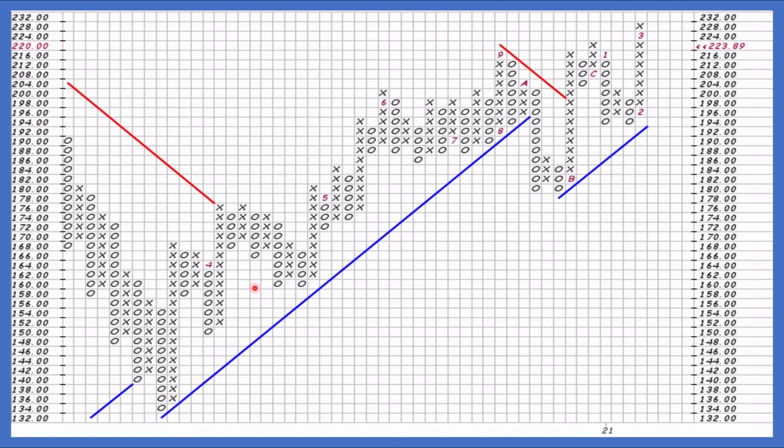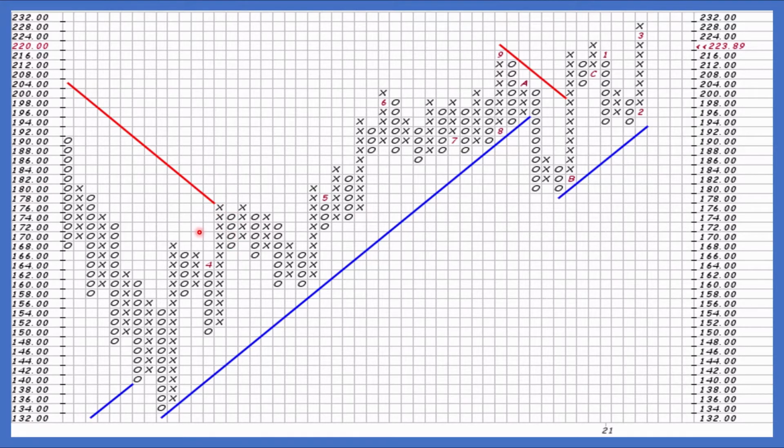So we're looking at this point and figure chart. We see columns of X's and columns of O's. When there is a column of X's, that indicates that demand is in control of that stock. That is a bullish column. A column of O's indicates supply is in control, and that's a bearish column.